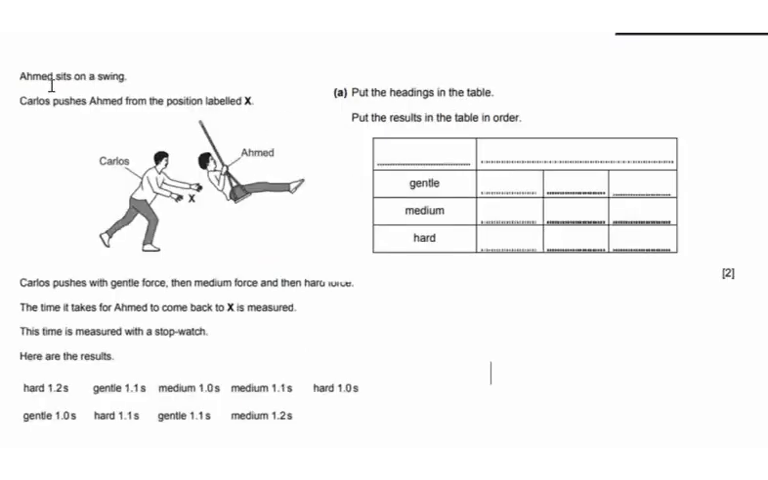Next question. Ahmed stays on a swing. Carlos pushes Ahmed from the position labeled X. Carlos pushes with gentle force, then medium force, and then hard force. The time it takes for Ahmed to come back to X is measured. This time is measured with a stopwatch. Here are the results. Hard 1.2 seconds, gentle 1.1 seconds, medium 1.0 second, medium 1.1 seconds, hard 1.0 seconds, gentle 1.0 seconds, hard 1.1 seconds, gentle 1.1 seconds, medium 1.2 seconds.